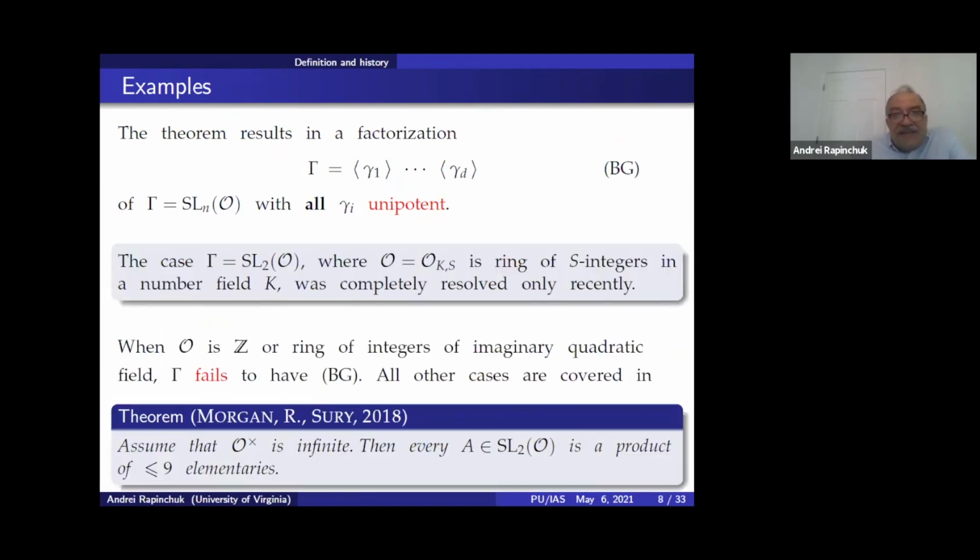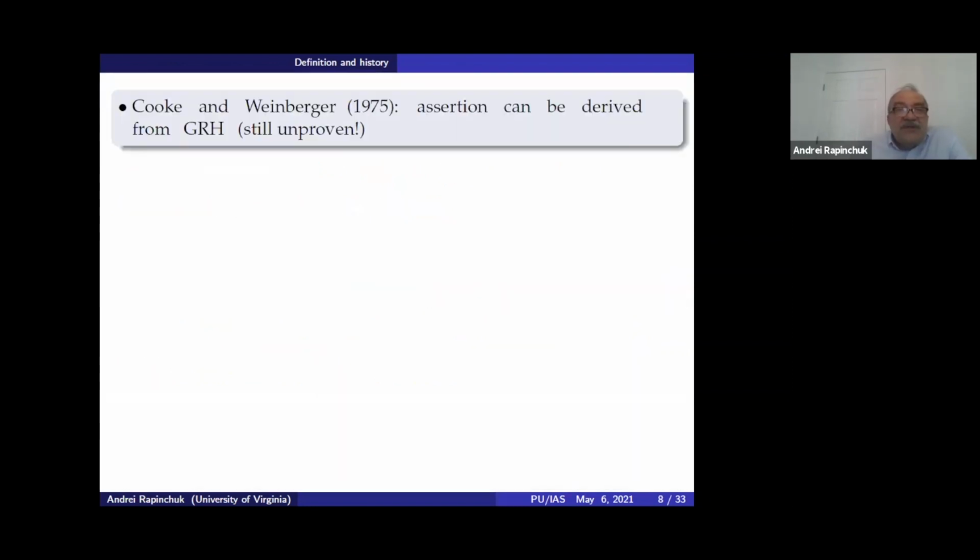And this result has a mini history of its own. In fact, it first was observed by Cook and Wimberger in 1975 that the required assertion can be derived with a bound 5 instead of 9, assuming a certain form of the generalized Riemann hypothesis, which allows us to make certain conclusions about Artin's primitive root conjecture. Okay, of course, the generalized Riemann hypothesis remains unproven.